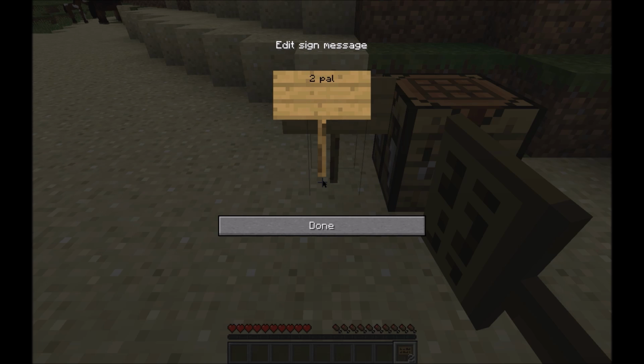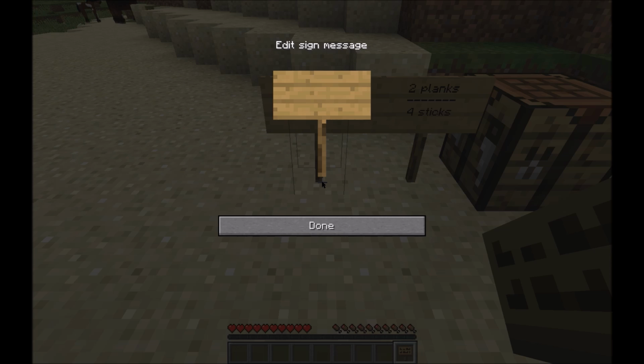Let's write that. So I got 2 planks gives me 4 sticks. Now, if you ignore the words, but the words are super important so you know what you're talking about, you notice I have the fraction 2/4. I could reduce that. 2/4 reduces to 1 plank gives me 2 sticks.